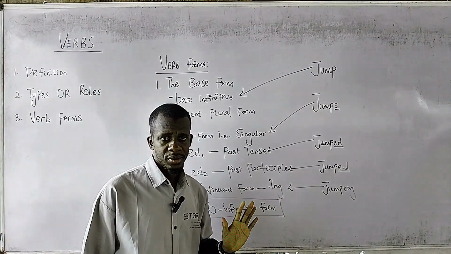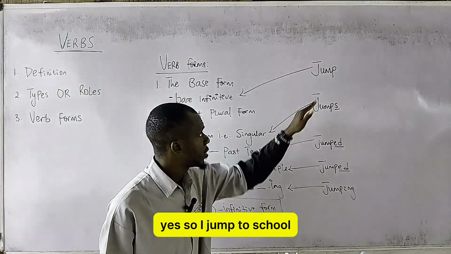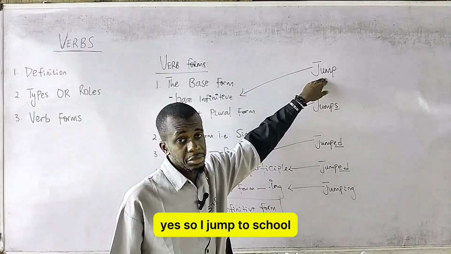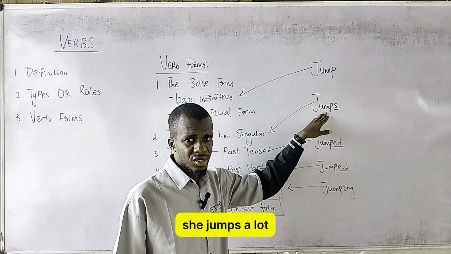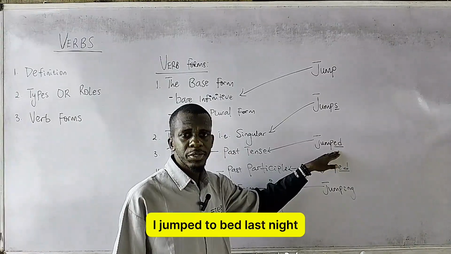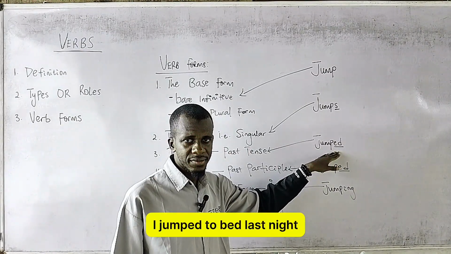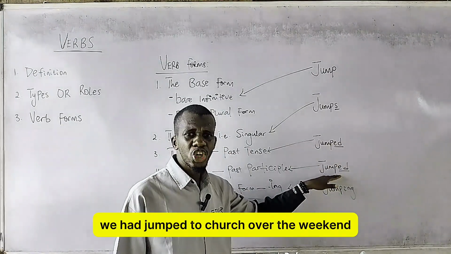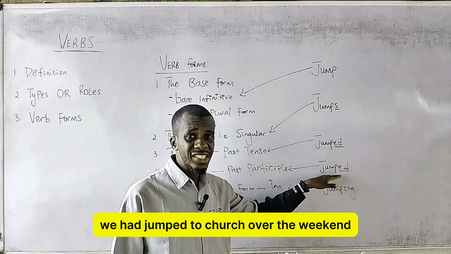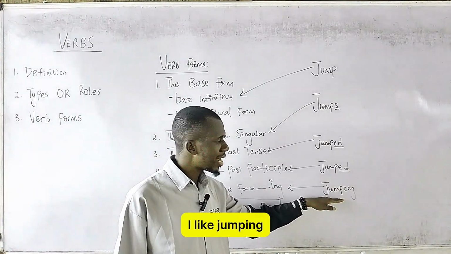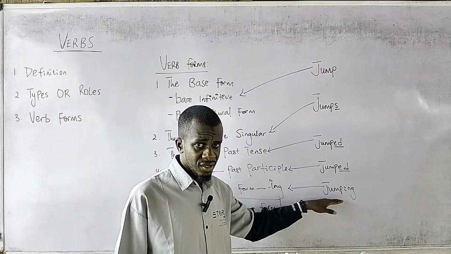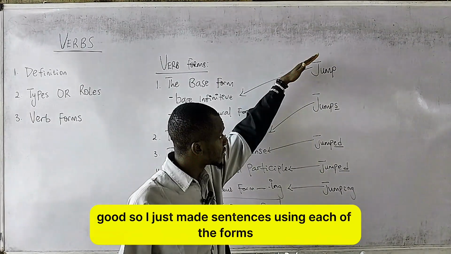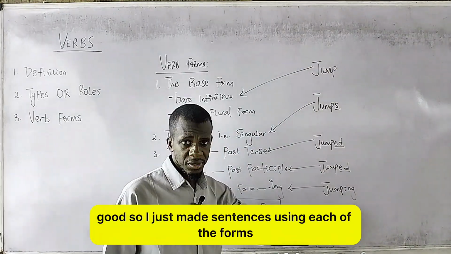So, I jumped to school. That's a sentence, assuming. She jumps a lot. I jumped to bed last night. We had jumped to church over the weekend. I like jumping. You see that? Good. So I just made sentences using each of the forms.